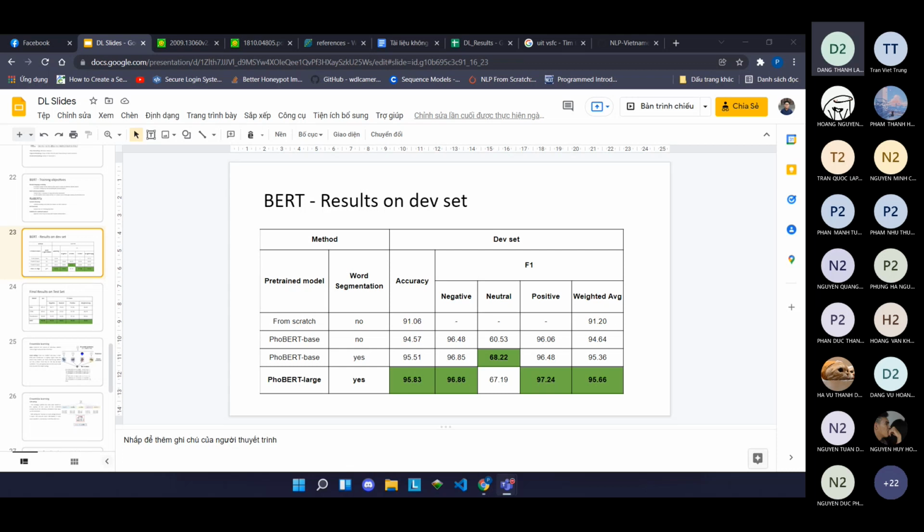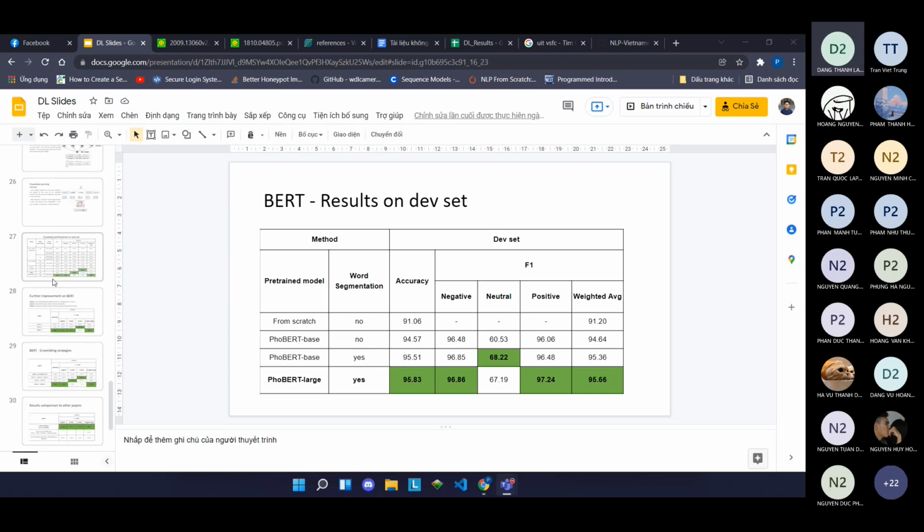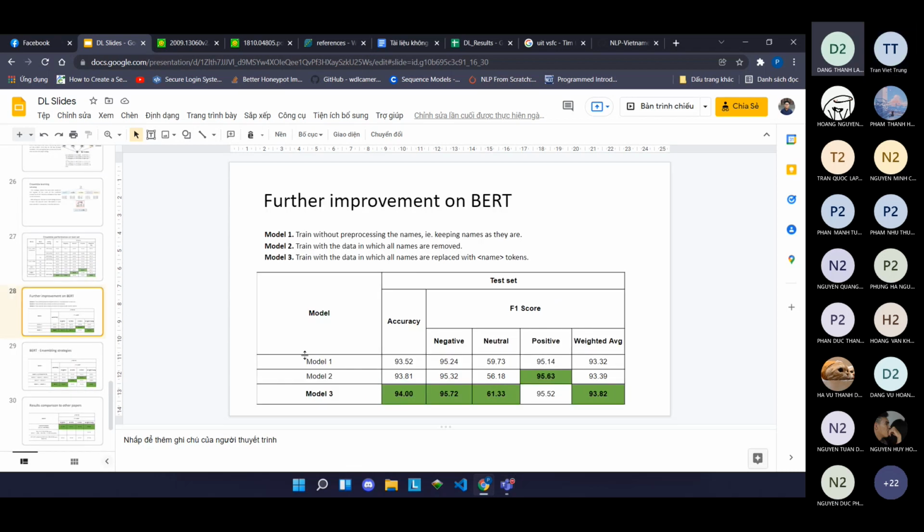Okay, so in the ensemble model, why combine two BERTs with different strategies? Okay, Thành, can you answer this? Yes. So I will come back to the slide. Model 2 is trained with all the names removed, and model 3 is trained with all the names replaced with name tokens. The reason model 3 has better performance than the base model, which is model 1, is because the name tokens are already seen in the vocabulary.